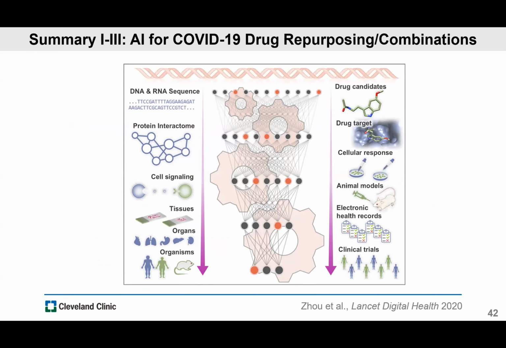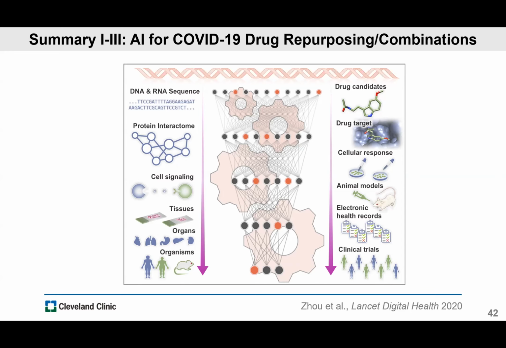Just a brief summary of these three case studies, showing how we try to leverage multi-omics data. We can collect specimens from the patient, combine them with the EHR data or other claims data, collect data from the clinic, and use AI or deep learning approaches to identify potential medications for patient treatment. This kind of strategy is not just for COVID.